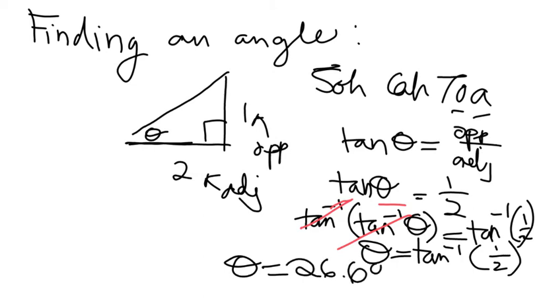When I do that, I end up with theta is equal to 26.6 degrees. So for tomorrow's quiz, what you should be worried about is not finding the angle. We'll practice that in class, but you should be worried about finding the sides and knowing what Sohcahtoa means, what the equations actually are. I hope this has been helpful, and see you guys tomorrow.